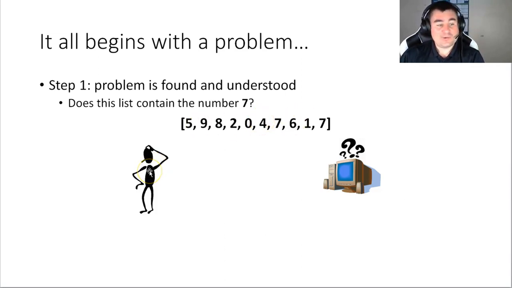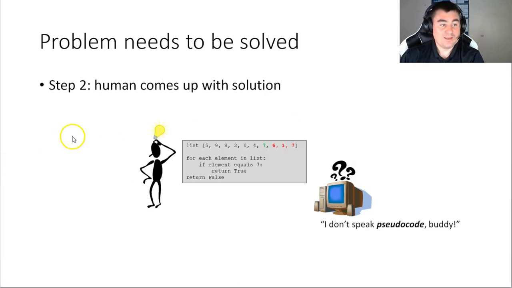So the human here is scratching his head, and computer has no idea. He doesn't understand the problem, right? Well, neither does human at this point. Well, how do you go about saying that does it contain or not contain a particular number? Then all of a sudden, human comes up with this solution. Human says, well, I can take one number at a time, sample one number out of the list.